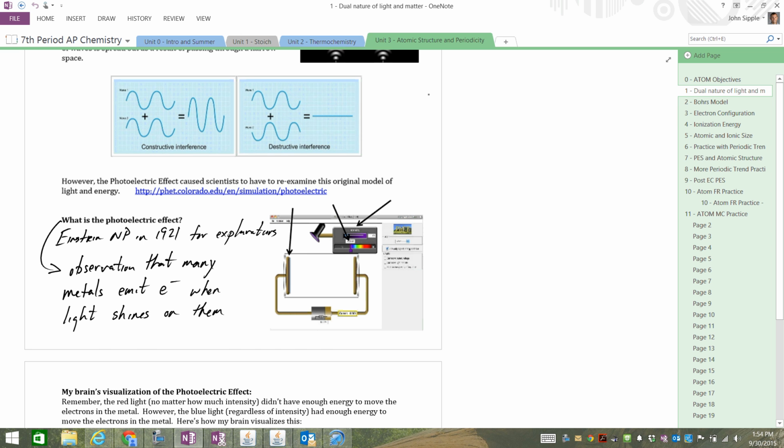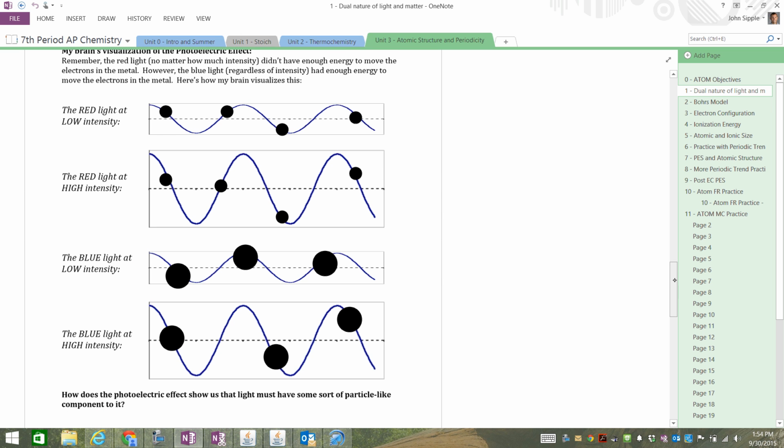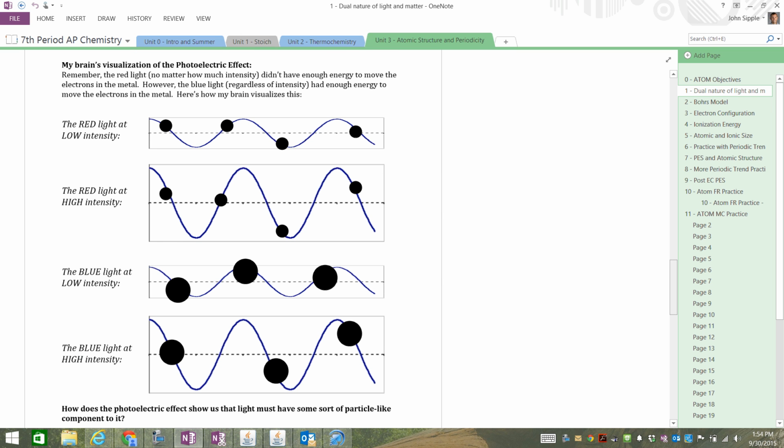So when we visualize that, we visualize it a little bit like this. This is how Miss Mars and I think about it. If we have light, it has a particular wavelength, but it also has a particle or a photon associated with it. So these circles here are photons, right? And our photons are just a packet of energy.